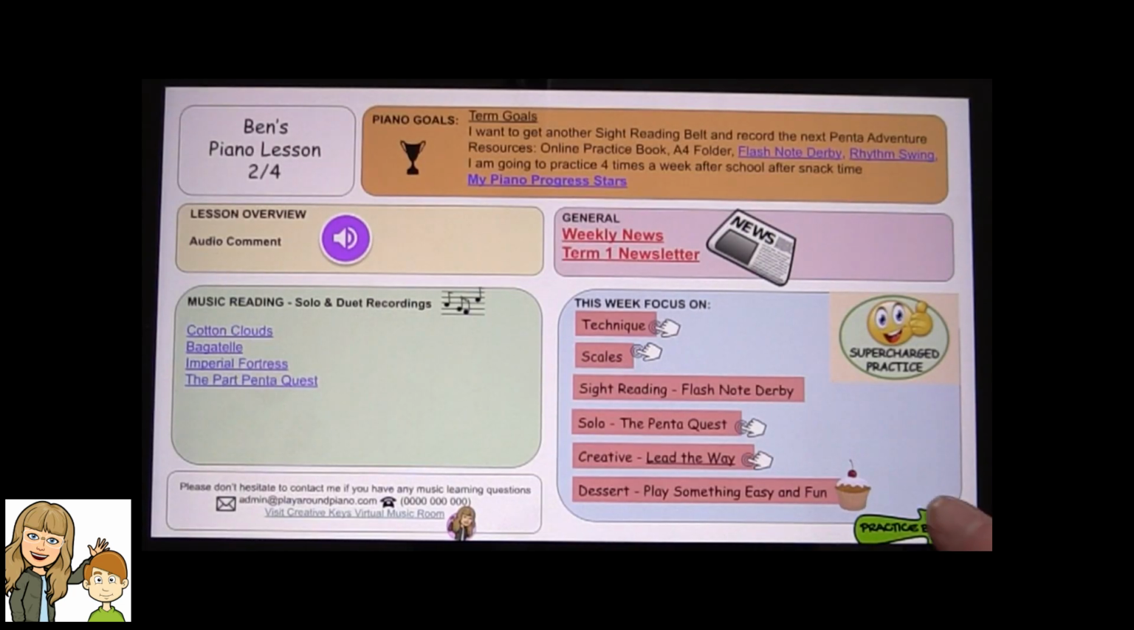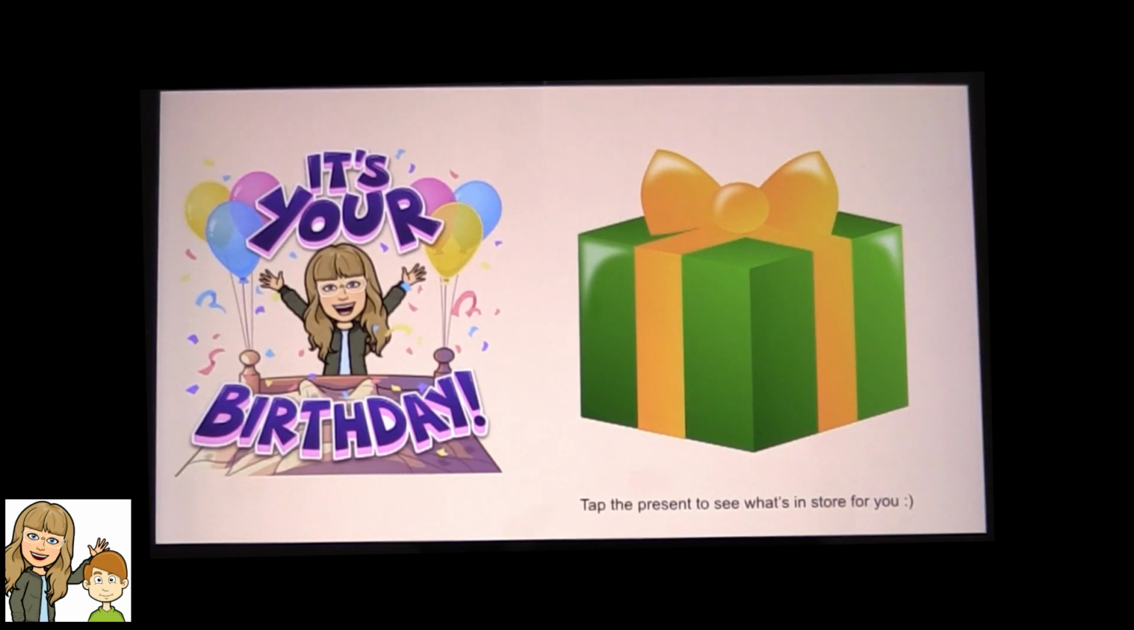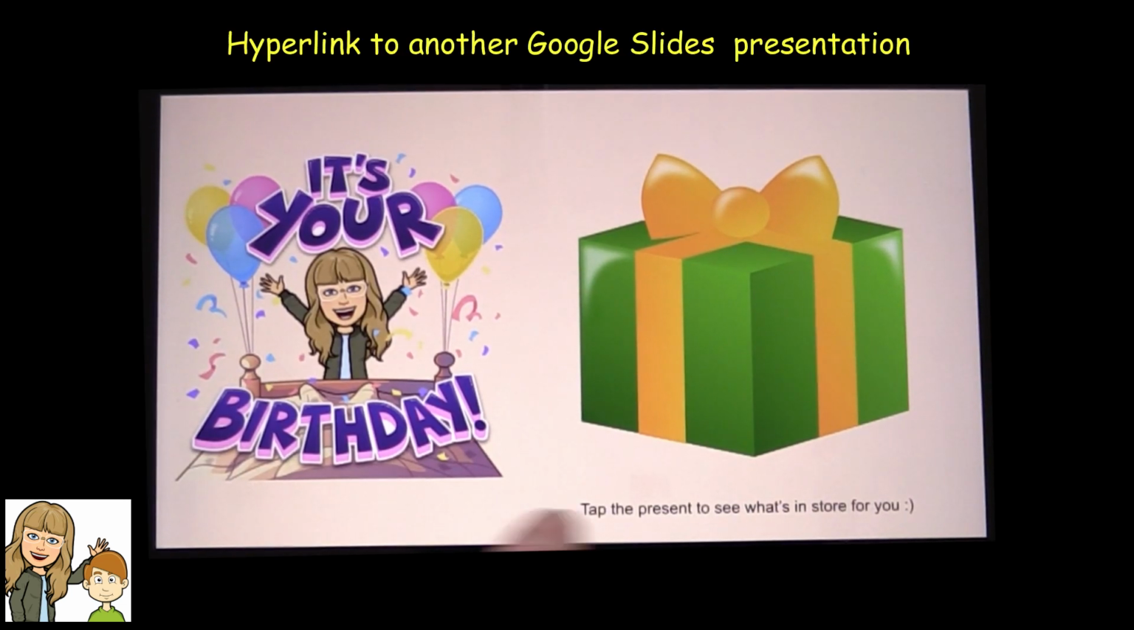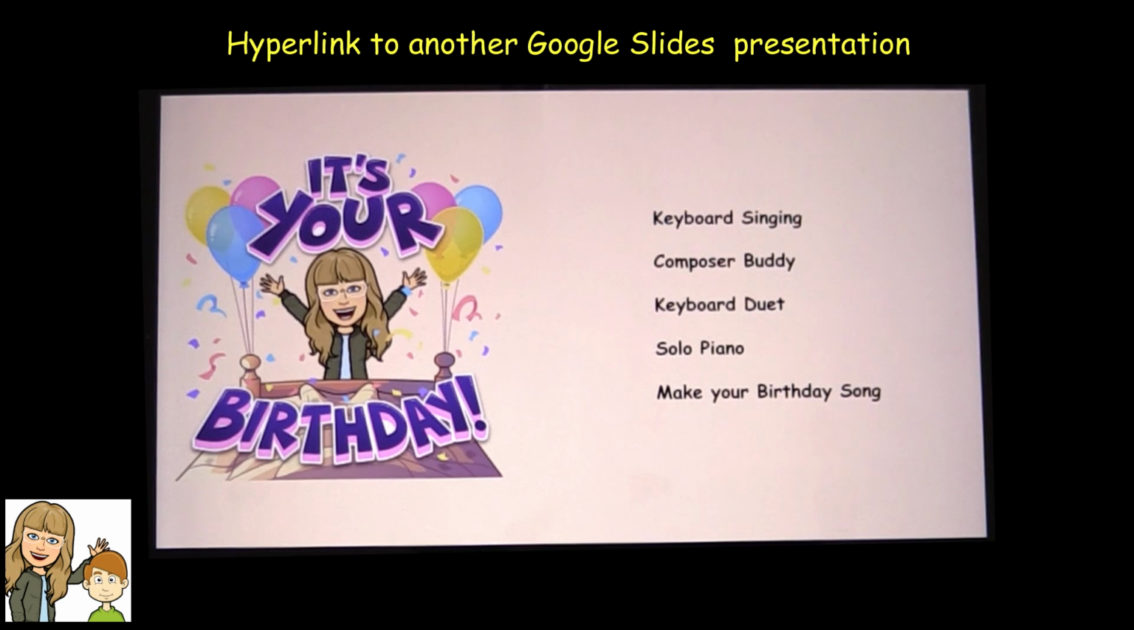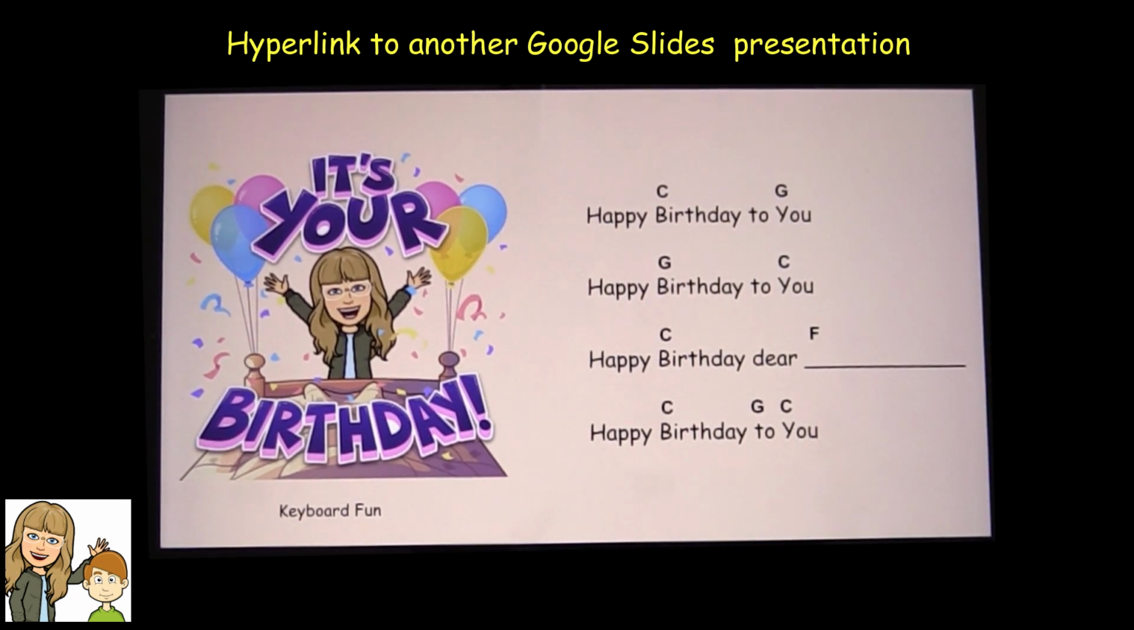Now let's go back. We might have a look in the practice book now and see what else we can do. Now, I believe you've got a birthday coming up this week. Let's have a little bit of birthday fun. We'll tap on the present and see what sort of fun activities we're going to do for your birthday today. Let's do a little bit of singing. Remember, when we accompany, we just play chords. Off we go. And you can play that at home for your family.